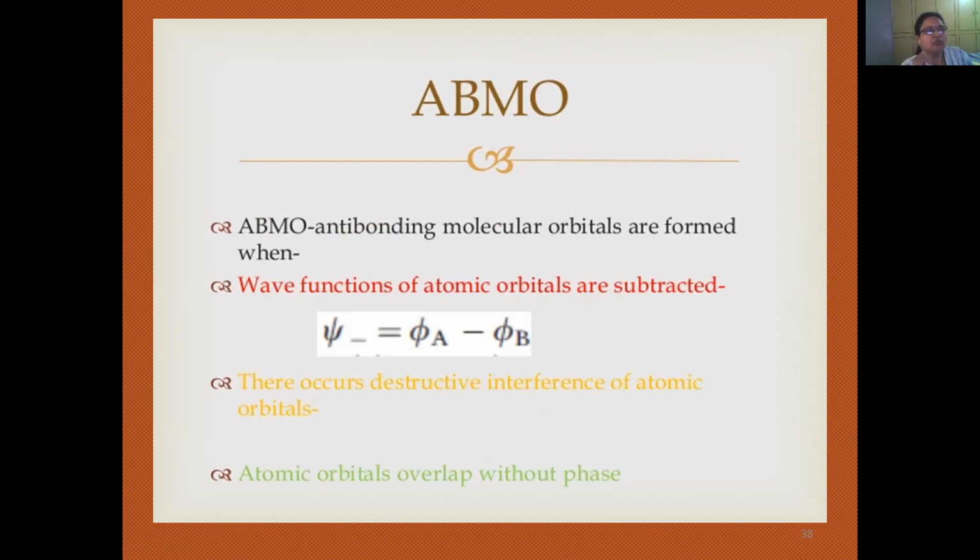So anti-bonding molecular orbitals are formed when wave functions of atomic orbitals are subtracted, that is psi A minus psi B. That is destructive interference, when they are out of phase, that is, their orbitals overlap out of phase.